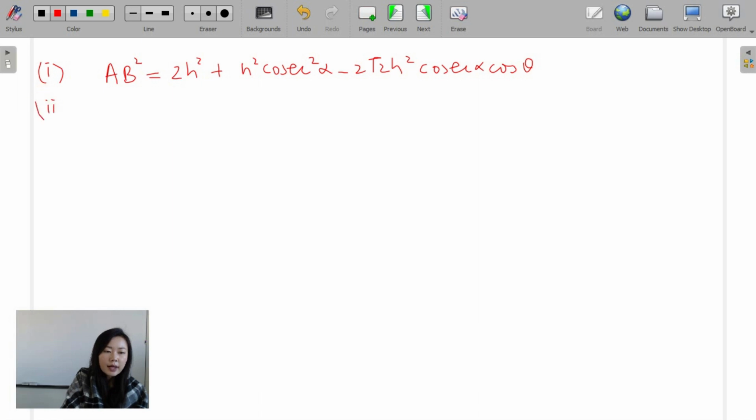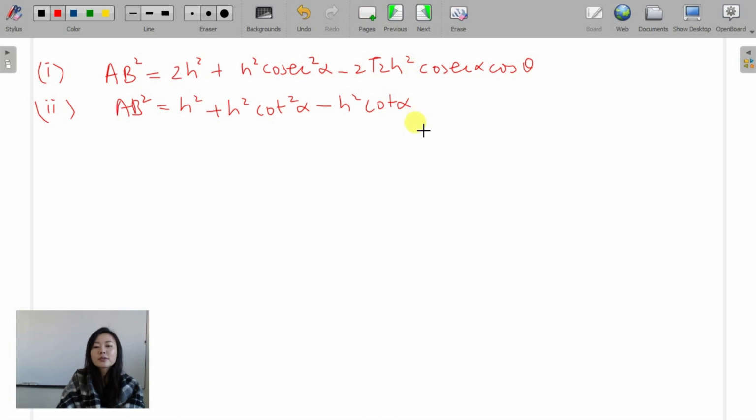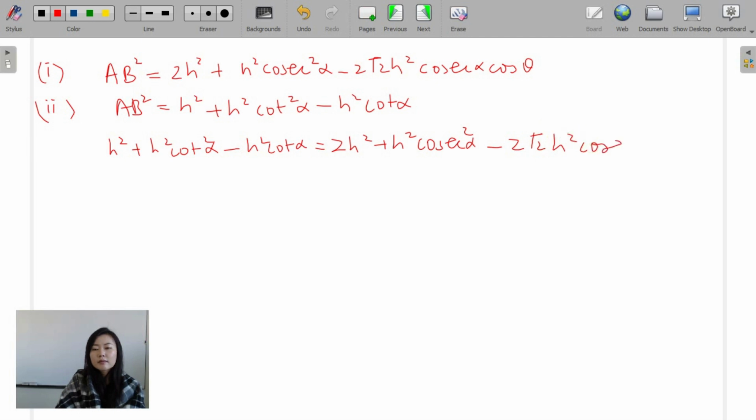And then the second part, we've shown that AB squared is also equal to that. Okay, so I'm going to equate these guys, all right? So H squared cot alpha squared... All right, so that's our first step.